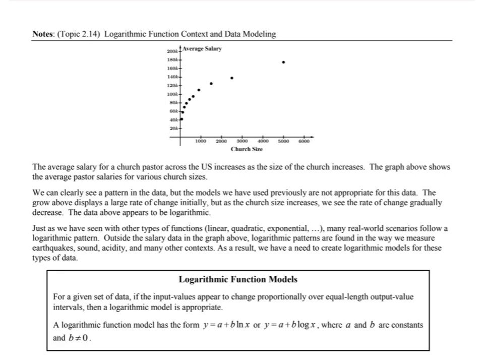I want to talk to you about the first picture up here. Do you see all these data points? Okay. Number 1, my question is it exponential or logarithmic? Logarithmic. Okay, cool. It says the average salary for a church pastor across the U.S. increases as the size of the church increases. The graph above shows the average pastor salaries for various church sizes. We can clearly see a pattern in the data, but the models we have used previously are not appropriate for this data.